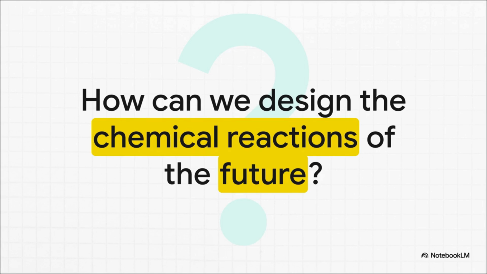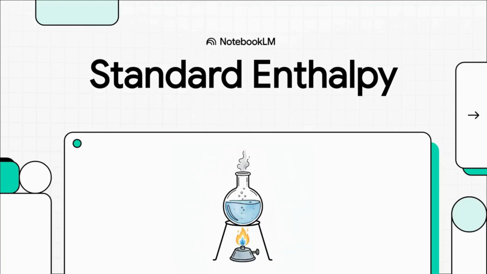Hey, welcome to The Explainer. You ever wonder how the calories on a food label are actually figured out? Or how chemists can compare the energy you get from different fuels, like apples to apples? Well, it all comes down to having a standardized way of measuring chemical energy. Today, we're going to break down the science of standard enthalpy. So let's dive right in.